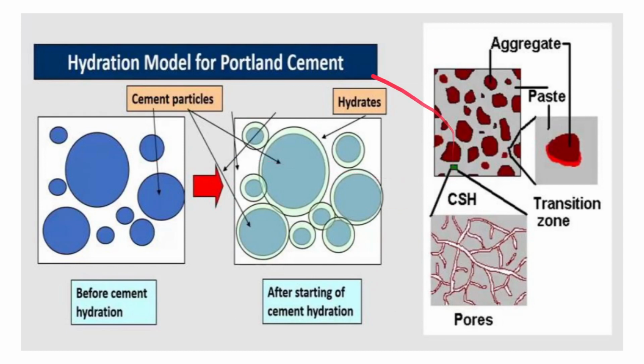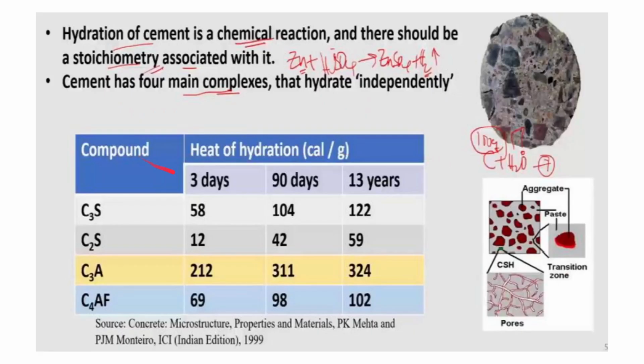If you see in this case, this is basically the representation of the hydration model of Portland cement. Before cement hydration, as you can see, these blue circles, small and big, are the cement particles. When the hydration occurs, the C-S-H gel starts forming all around, and if the hydration is complete, everything will result in formation of gel. Due to this, the sizes increase. And after this happens, these compounds are basically formed.